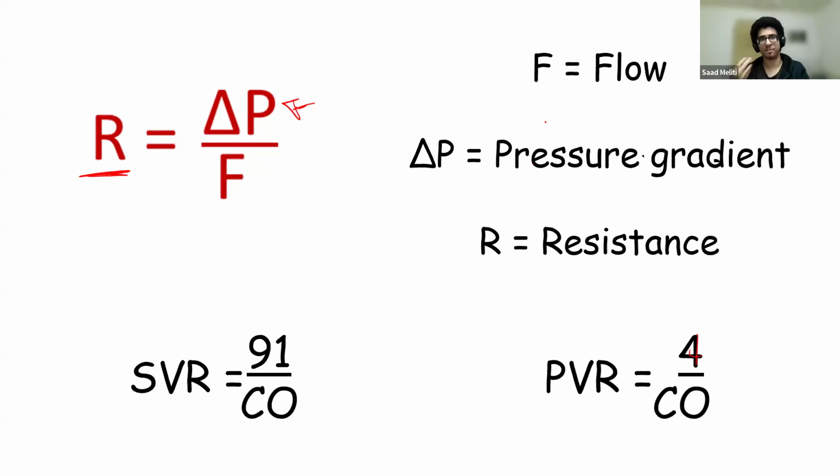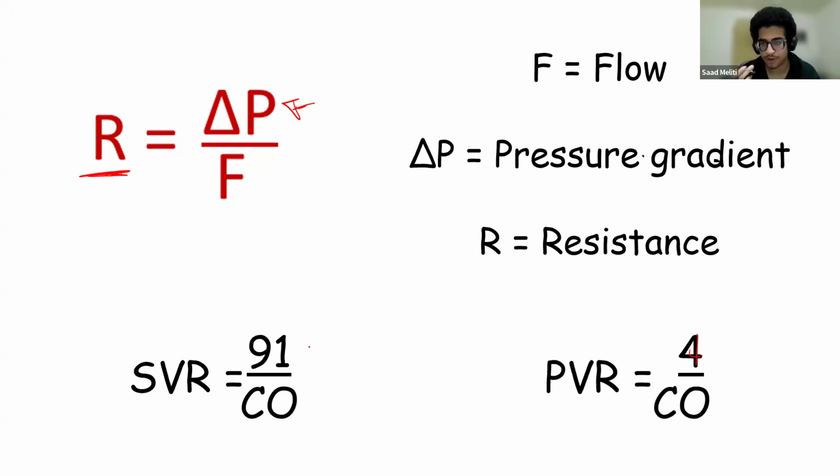Cardiac output is basically the flow. Remember how I told you guys that flow is the amount of blood that passes a point every minute. So not stroke volume, sorry. Cardiac output is basically the same thing. So when we say we have a cardiac output of 5 liters per minute, that means at any point, let's say in the aorta, 5 liters are flowing every minute. So that's the flow in this case.